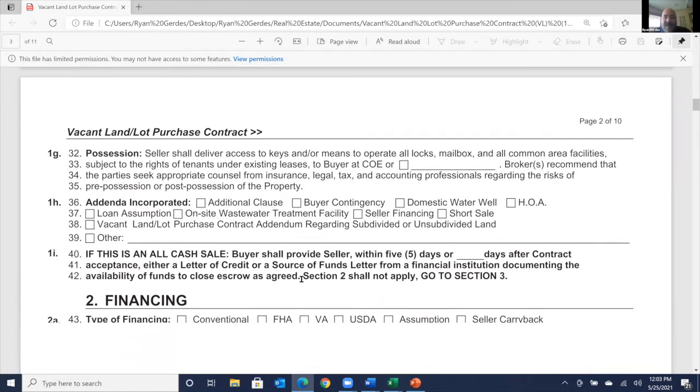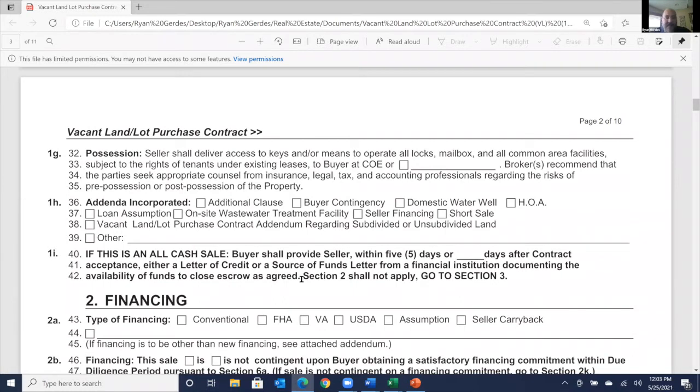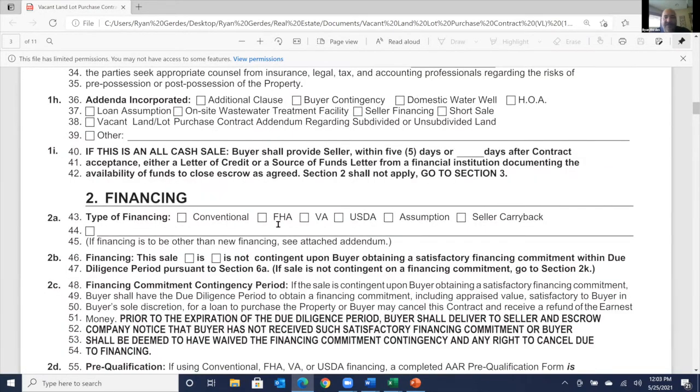If there is an all-cash sale, the proof of funds and or letter of credit will be required to be submitted within 5 days of contract acceptance. Type of financing, there's conventional, FHA, VA, USDA, assumption, seller carryback. Anymore, the FHA and VA land loans and USDA land loans, they're not very common. So more often than not, you're going to see conventional, assumption, carryback, or down here on line 44, if this was a cash sale, you'd check that box and there would be cash there.